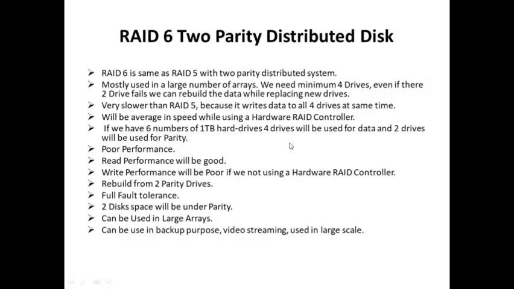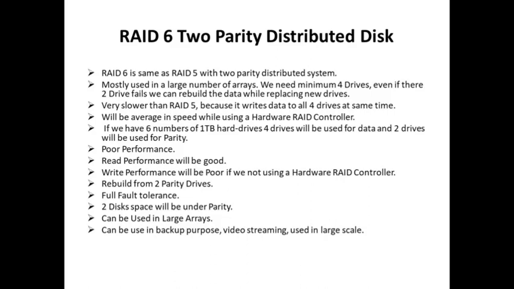Coming to RAID 6, 2 parity distributed disk. RAID 6 is the same as RAID 5 with 2 parity distributed system. Mostly used in large number of arrays. We need minimum 4 drives. Even if 2 drives fail, we can rebuild the data while replacing new drives. So in RAID 5 only if 1 drive fails the entire data can be recovered, but here if 2 drives fail then also the entire data can be recovered.